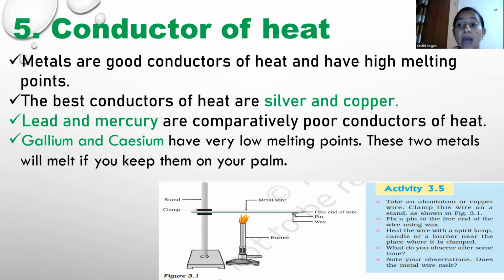Gallium and cesium have very low melting point. These two metals will melt if you keep them on your palm. If I give you cesium or gallium and ask you to put it on your palm, by your body temperature itself, that's 32 to 35 degrees Celsius, gallium and cesium will start to melt. That means they have very low melting point, whereas generally metals have high melting point. So here we are studying two concepts. One, metals are good conductors of heat. Another, they have high melting point, except gallium and cesium, which will melt on a palm.